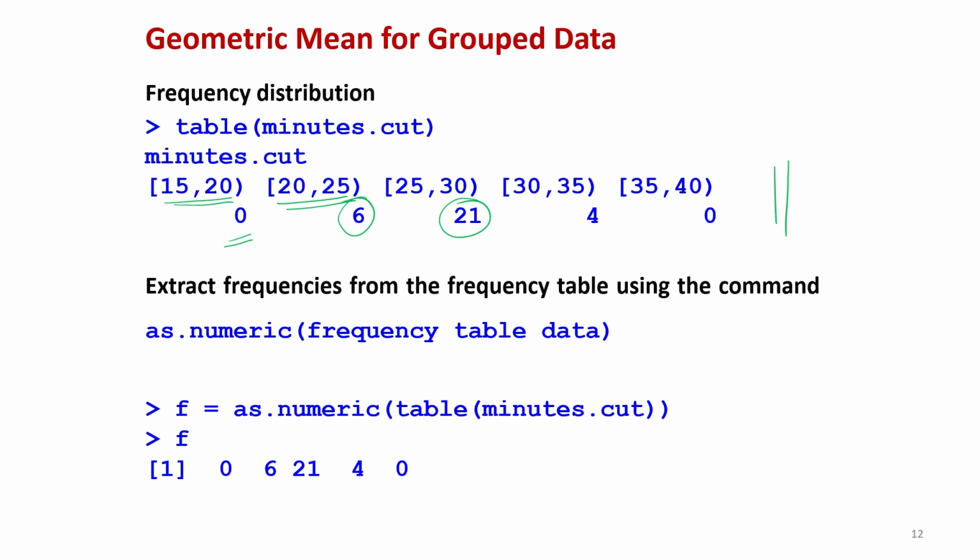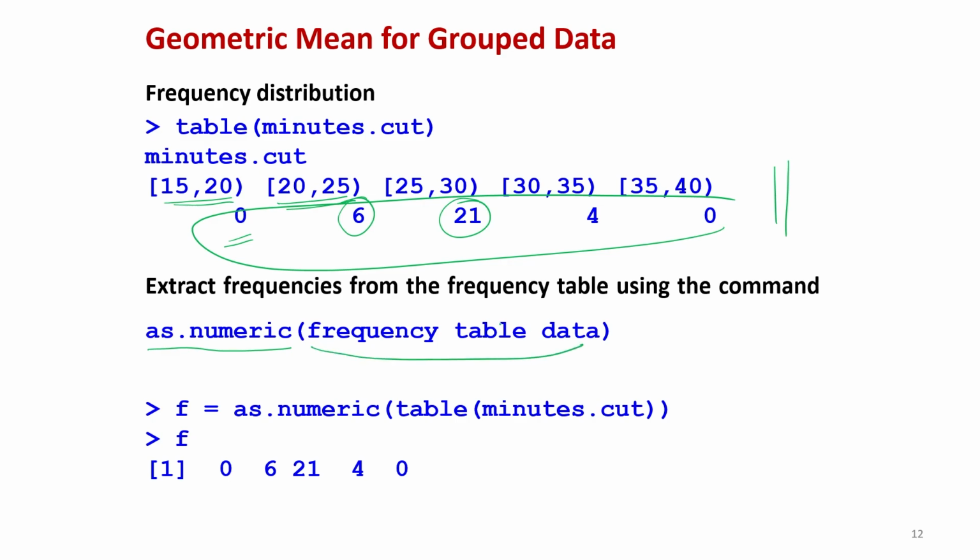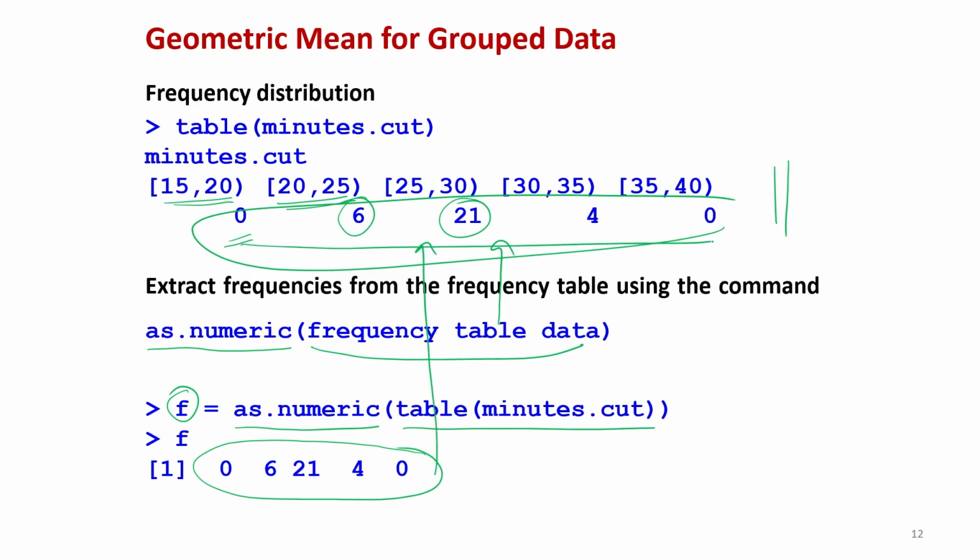Now I need to extract these absolute frequencies so that I can use them in computing the geometric mean. So we use the command as.numeric, and within this I give the frequency table data. So I use as.numeric with table of minutes.cut in parentheses, and this data is stored as f. You can see that this frequency is 0 6 21 4 0, it is coming here. This is the same frequency which is given here, 0 6 21 4 0, right.